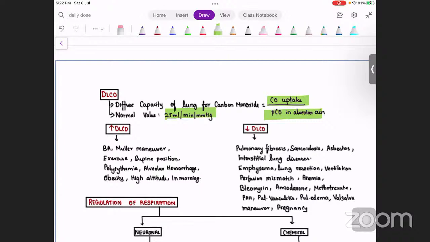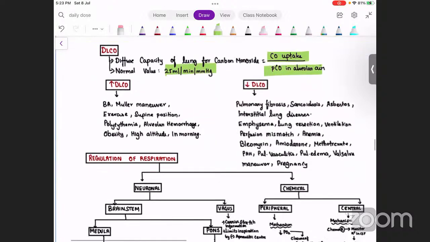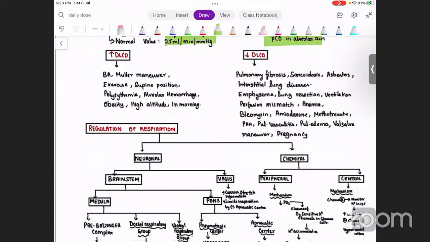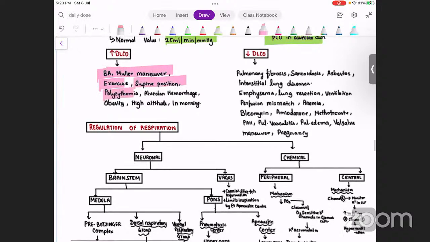These are all theory, but what is important is what factors can raise your DLCO, and what factors can lower your DLCO. The rise in DLCO is seen in bronchial asthma, Mueller maneuver, exercise, supine position, polycythemia, alveolar hemorrhage, obesity, high altitude, and in the morning.